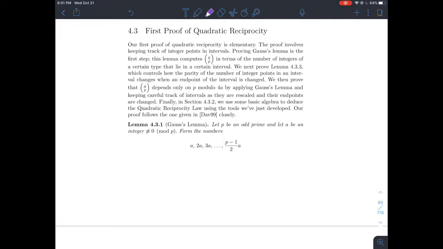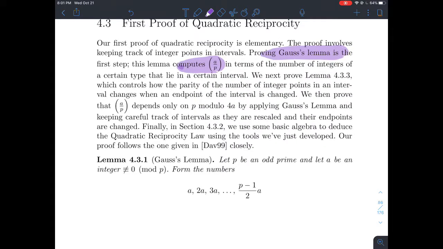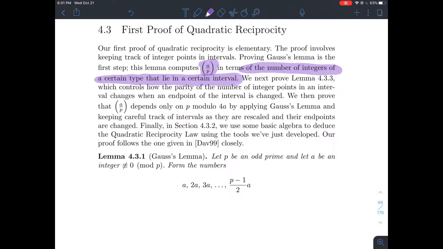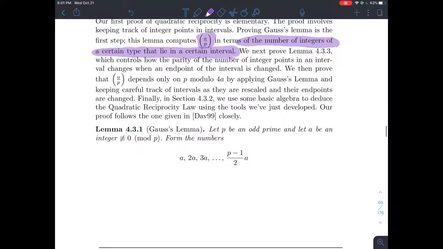And what is Gauss's lemma about? It turns out to give us a way to figure out the Legendre symbol of A mod P. In other words, to answer the question, is A a square mod P, yes or no? And how we're going to do it is in the following way. The book's a little bit vague about it in this paragraph here. We're going to compute this symbol in terms of the number of integers of a certain type that lie in a certain interval. Wonderful. So let's get to what Gauss's lemma says.